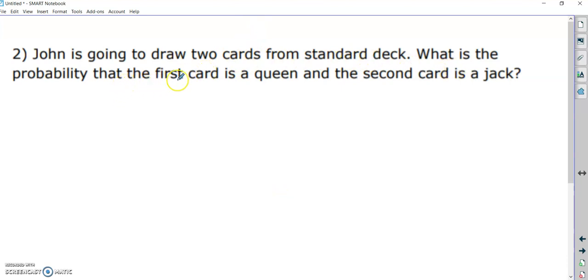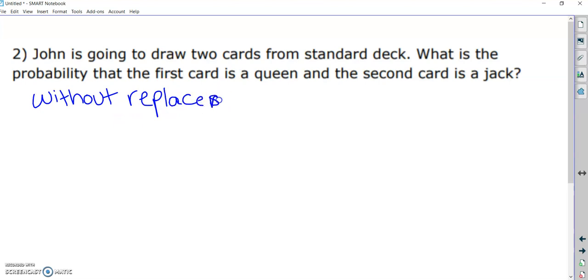What is the probability the first card is a queen and the second card is a jack? Okay, it did not specify. Well, he's drawing 2 cards. It is implied without replacement. It's kind of like if we were playing Uno. It's not like you're going to hand me a card, put it back, and hand me a second card. Even though I would like that.